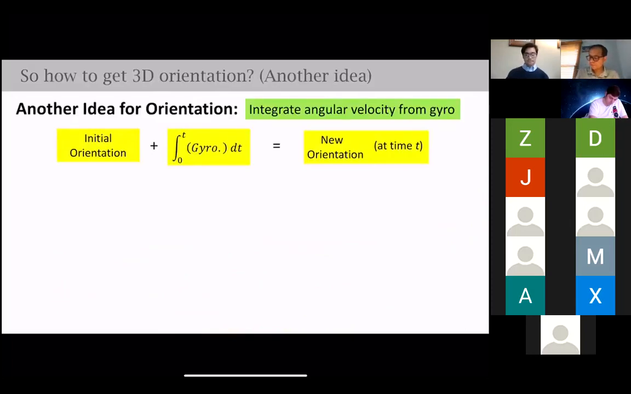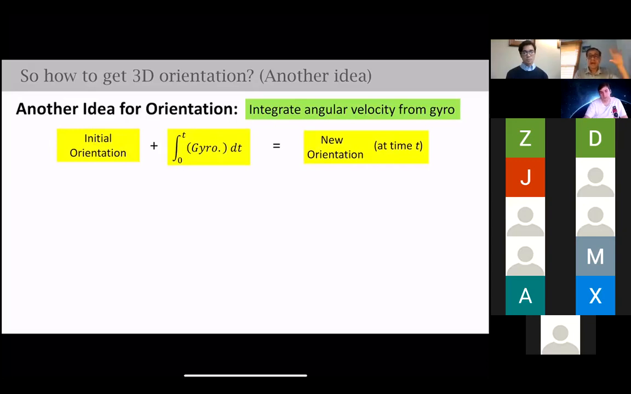Yeah, go ahead, Adil. Just to clarify, when we say an object is static, if it's in free fall, is it static? If it's in free fall, it's not static. In fact, if it's in free fall, the accelerometer won't measure anything. It will be 0. Okay. Yeah. So free fall is not static at all.